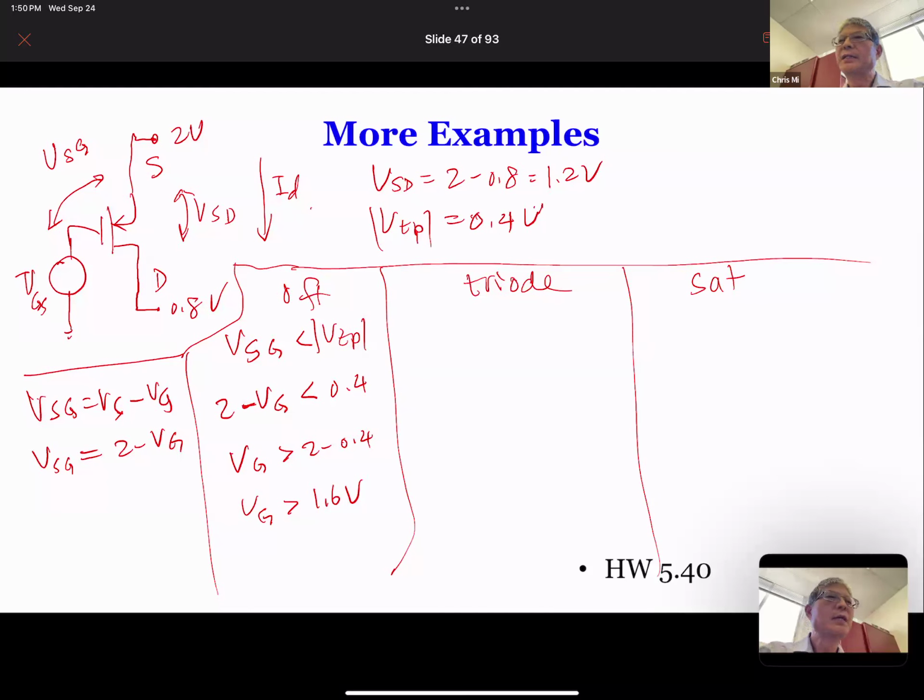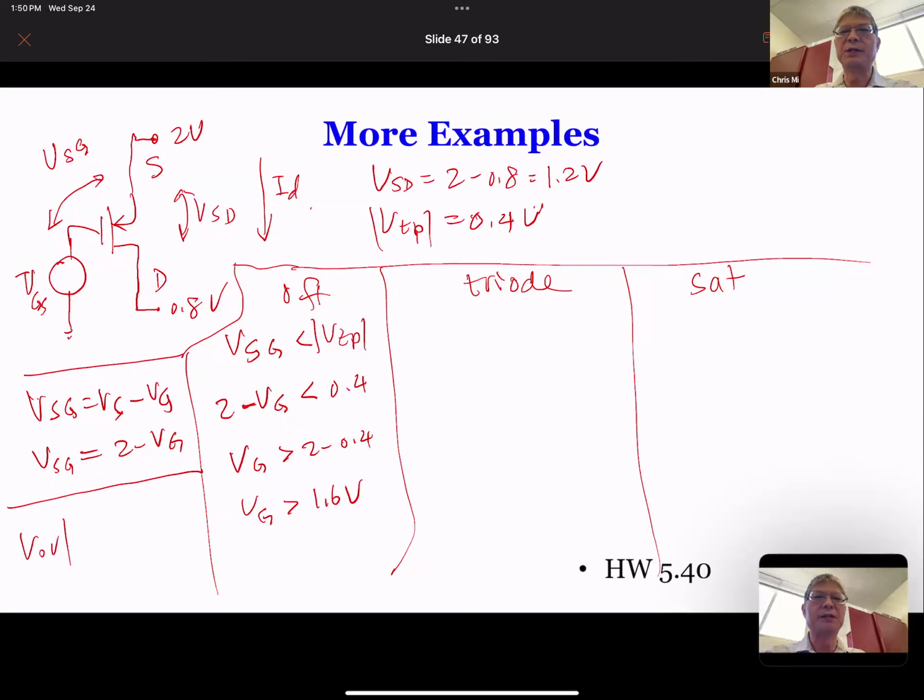Now, once Vg is below 1.6, the transistor is going to conduct. Once it conducts, we have to decide the relation between VSD and VOV. So let's first define VOV equal to VSG minus VTP. VSG is 2 minus Vg from the previous equation, so we can write VOV as 2 minus Vg minus 0.4. So that's 1.6 minus Vg. Okay, we got that one.